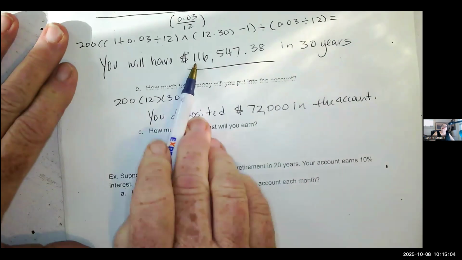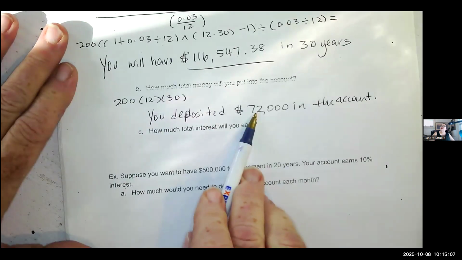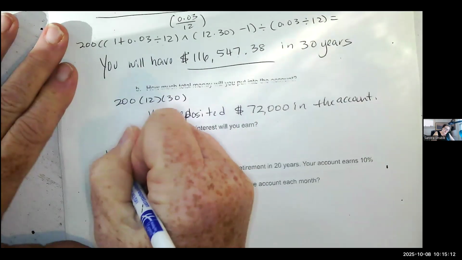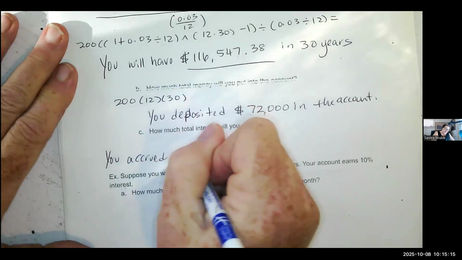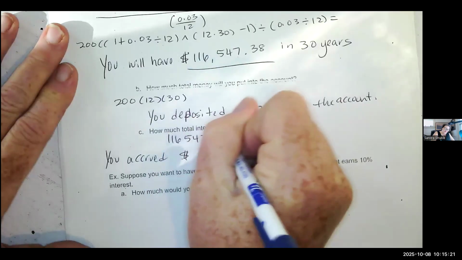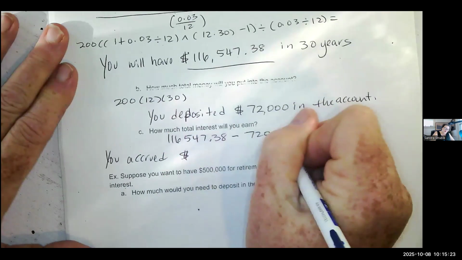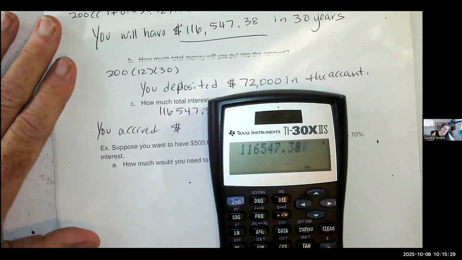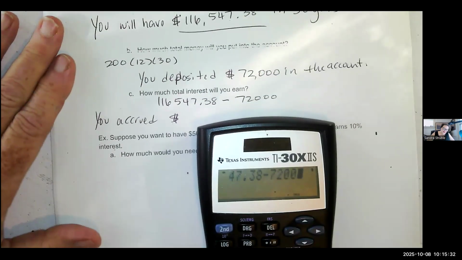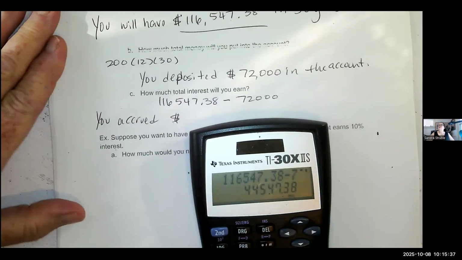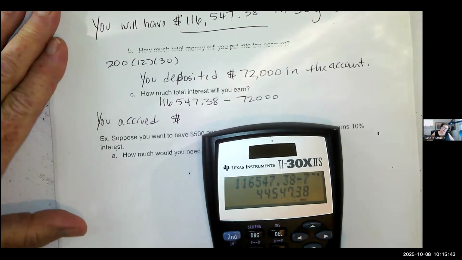The difference between the amount you end up with in the account and the amount you deposited is all interest. So your interest you accrued: we're going to take $116,547.38. Please make sure your calculator is clear. Minus 72,000. You need to put the entire $116,547.38 in. I'm not doing it just for fun. It's because it's money. So you accrued, the bank pays you $44,547.38 over those 30 years.